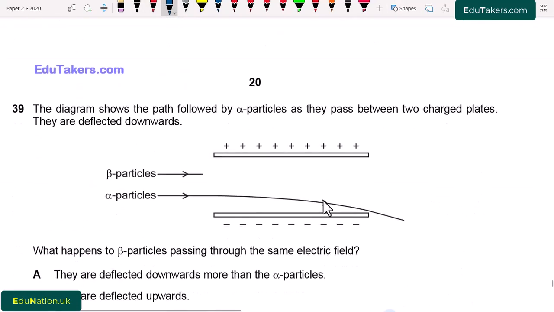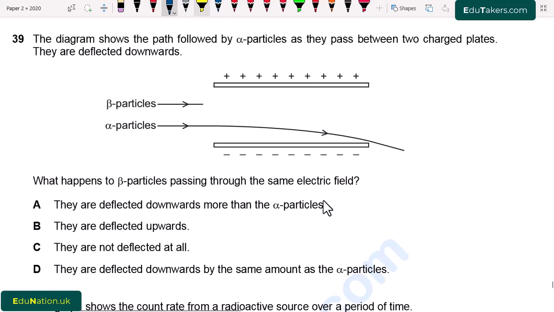Next question, 39. The diagram shows the path followed by alpha particles as they pass between two charged plates. They are deflected downward. So first of all, there is an alpha particle which is deflecting in the downward direction, towards the negatively charged plate. What happens to beta particles passing through the same electric field? As beta particles are just like electrons and have negative charge, the negatively charged particle will be attracted towards the positively charged plate, so they will go towards the positively charged plate.